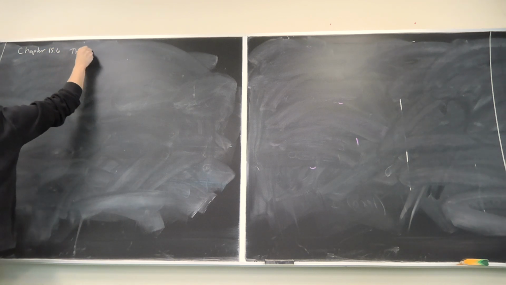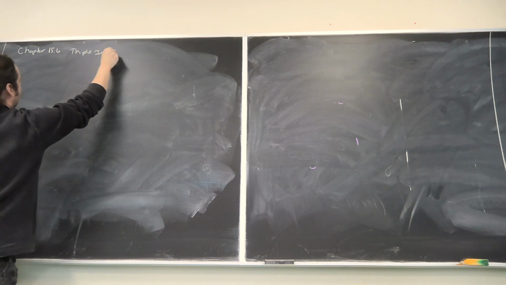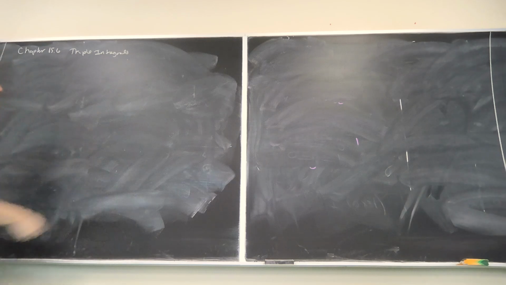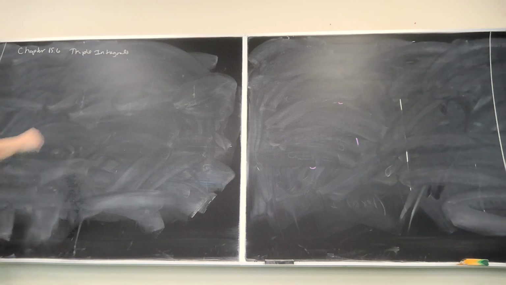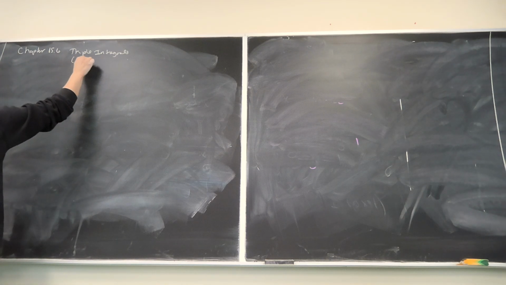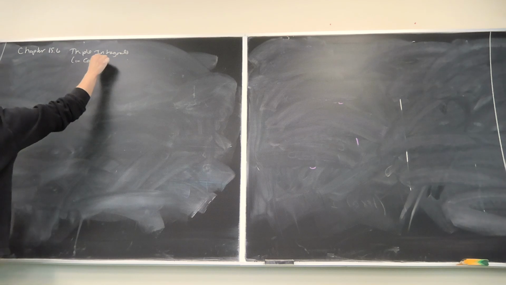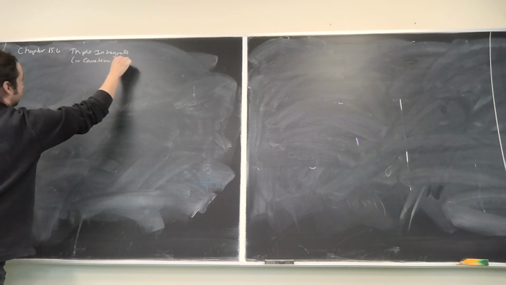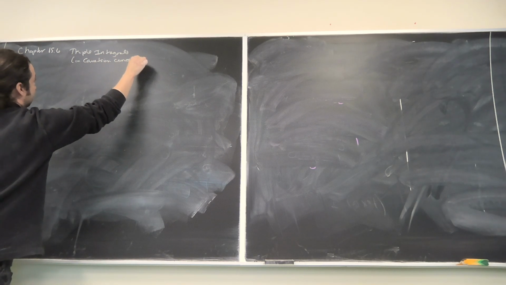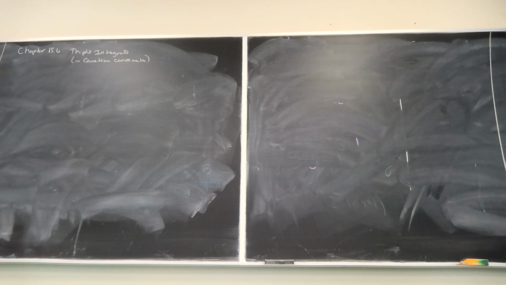which is called triple integrals. And really properly, it should be called triple integrals in Cartesian coordinates, because the next two chapters are going to cover cylindrical and spherical coordinates.